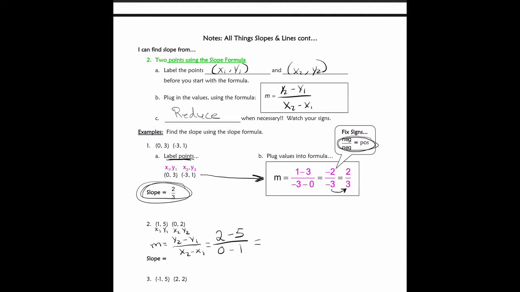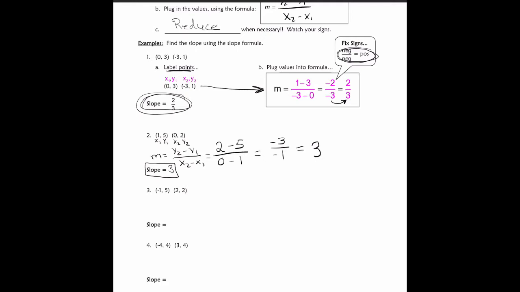So 2 minus 5 gives me -3. 0 minus 1 gives me -1. So I have -3 divided by -1. So that would simplify. Negative over negative would give me a positive number, right? And when we have 1 as a denominator, we're just going to write it as the number 3, right? 3 divided by 1 is just 3. So my slope would be 3.